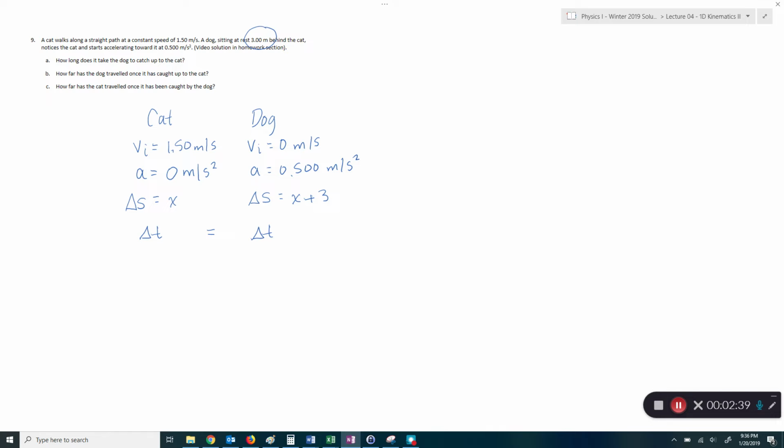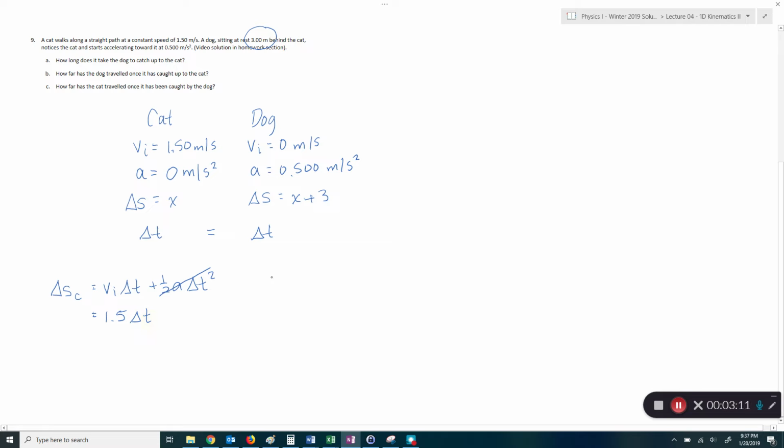Okay, so let's think of an equation now. We're going to find an equation for delta S for the cat and delta S for the dog, but we're going to do them separately. So I'm going to write delta S for the cat is equal to v initial delta t plus 1/2 a delta t squared. We know that the a for the cat is 0, so that means this whole term goes to 0. So I'm left with just v initial, 1.50, times delta t.